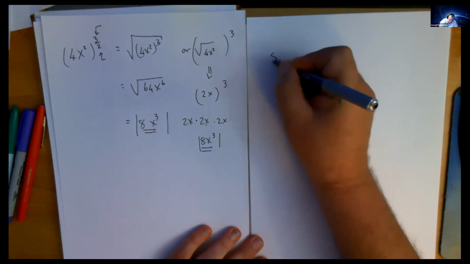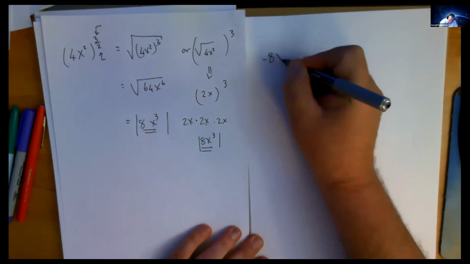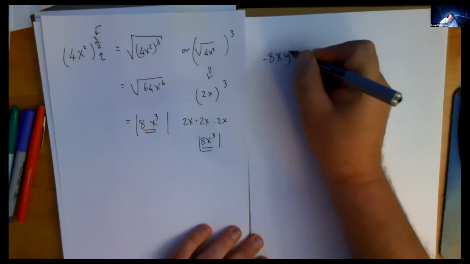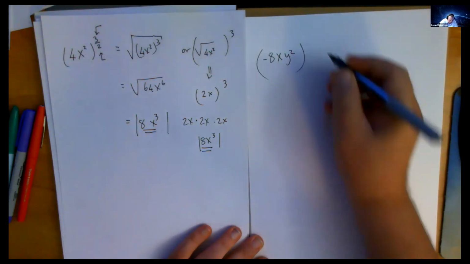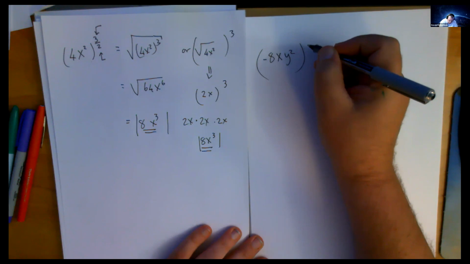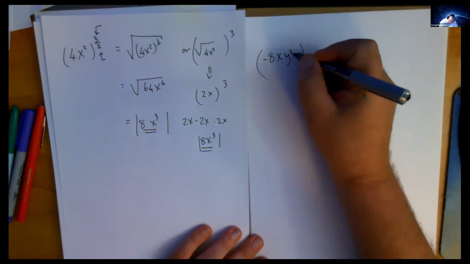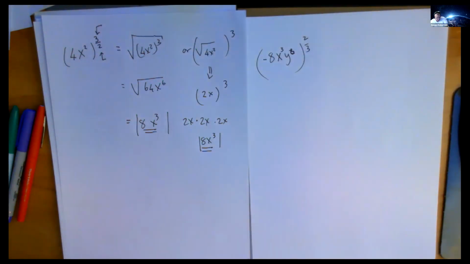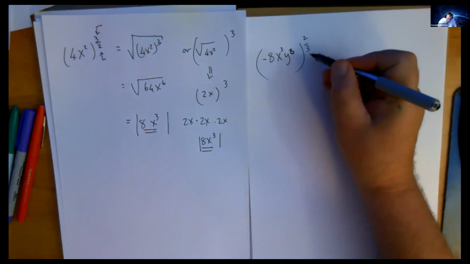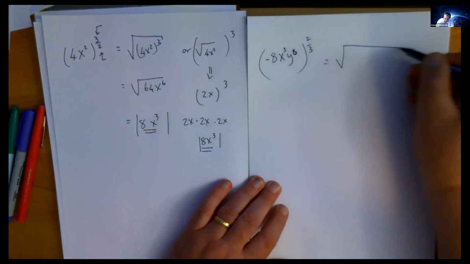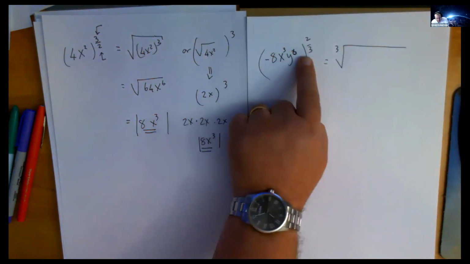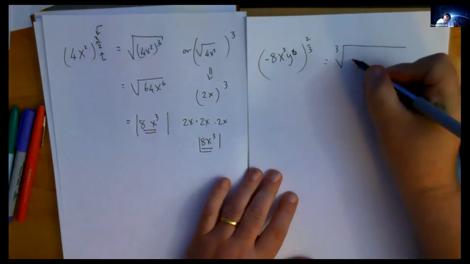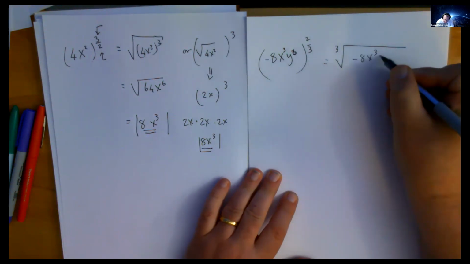So 8, I'll put a negative in there. I'll do an x and I'll do a y squared. Right, let's go crazy. Can I do that? No, I can't. Make that x cubed and y to the 6. Now I can do it. And we'll do a 2/3. Now, whatever is on the bottom tells you what kind of radical you're going to have. 3 in the bottom means it's a cube root. So it's going to be the cube root of -8x cubed y to the 6.